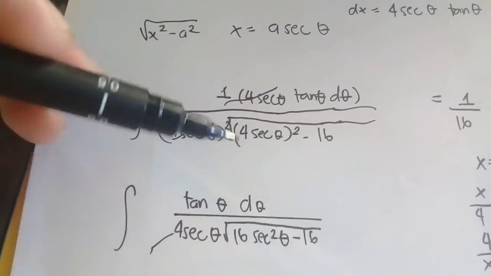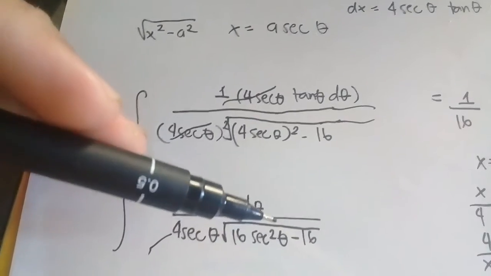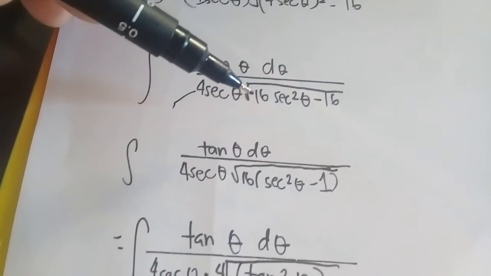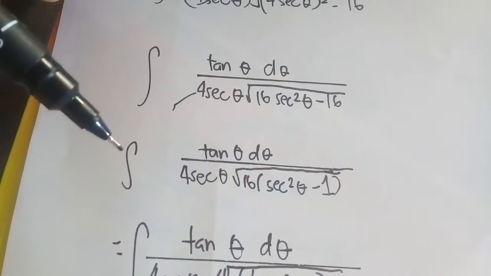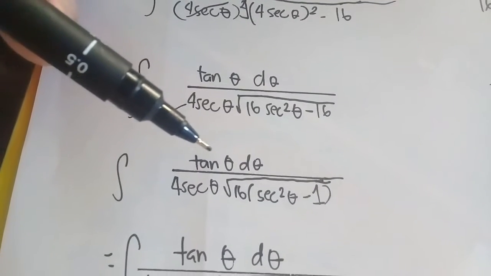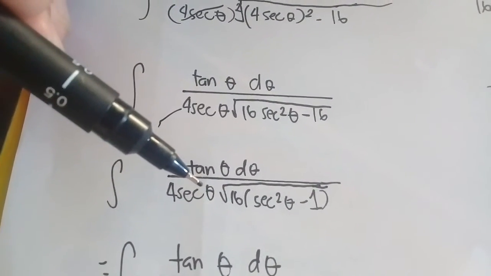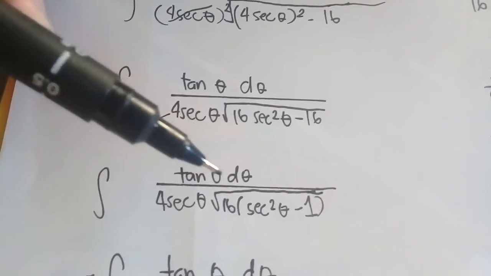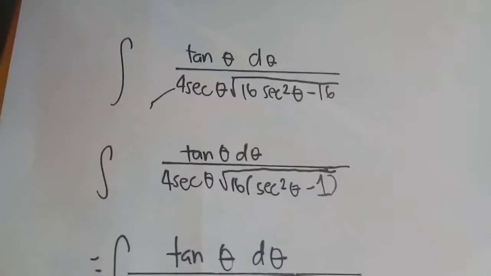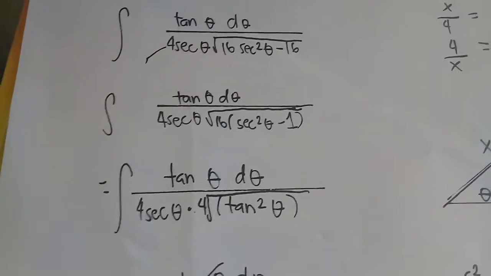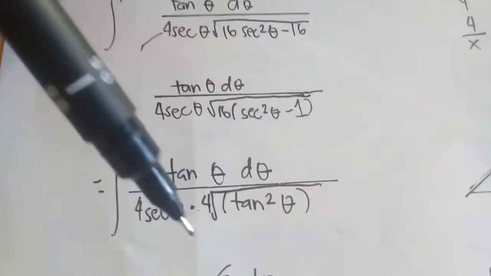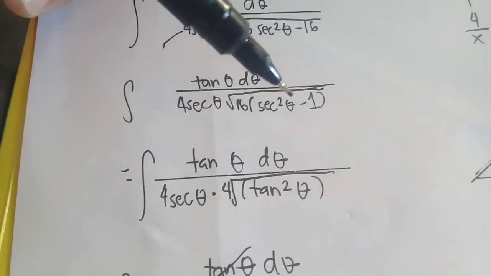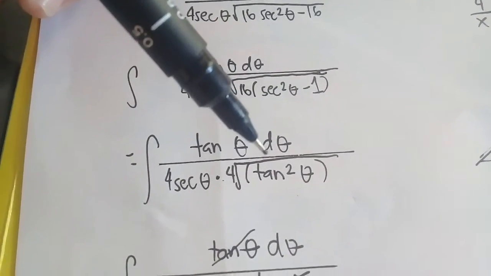We have to simplify here. 4 squared is 16, so 16 secant squared theta minus 16. Then we have to factor out the 16 here. So the integration of tangent theta d theta all over 4 secant theta times the square root of 16 secant squared theta minus 1. Then as you can see, the square root of 16 is 4. Then the square root of secant squared theta minus 1 is equal to tangent squared theta.